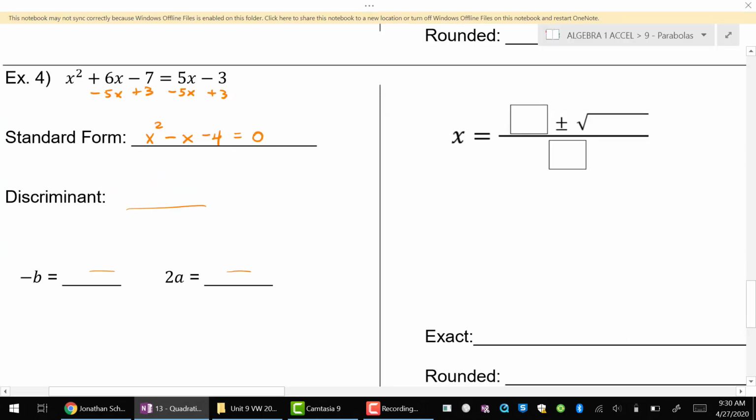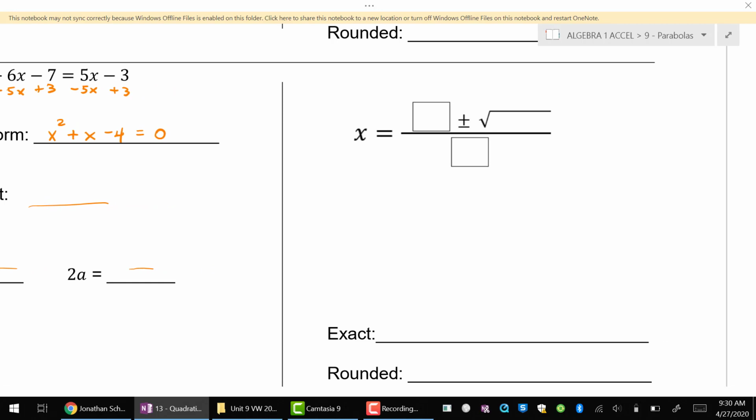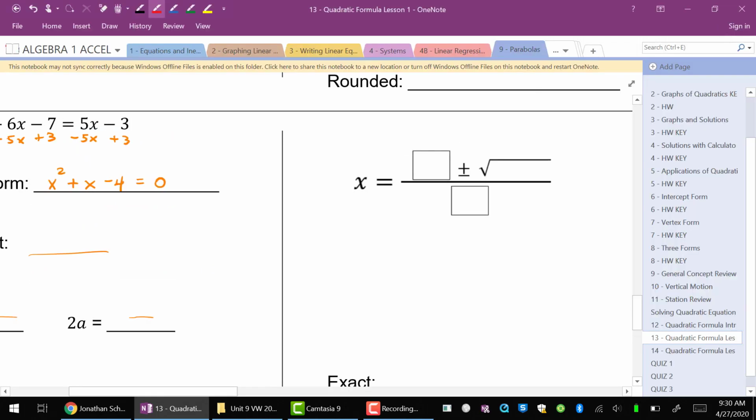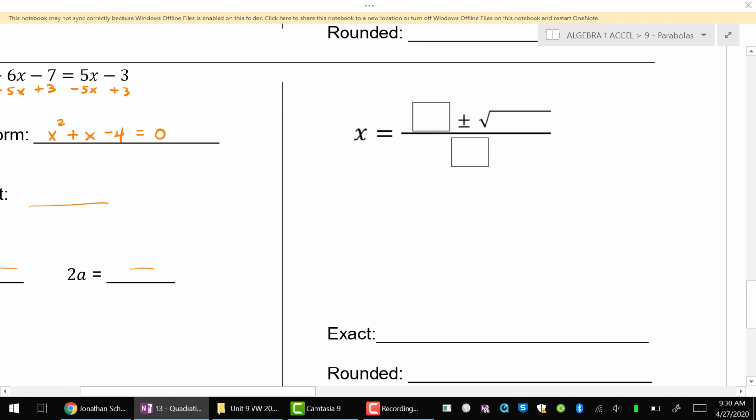-6x minus 5x is positive 1x. There we go. So it should be x squared plus x minus 4. Okay, which means that when I go to write down opposite of b, it's actually -1. That goes right up here.